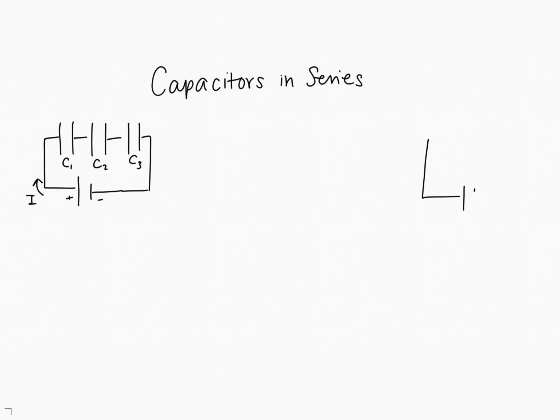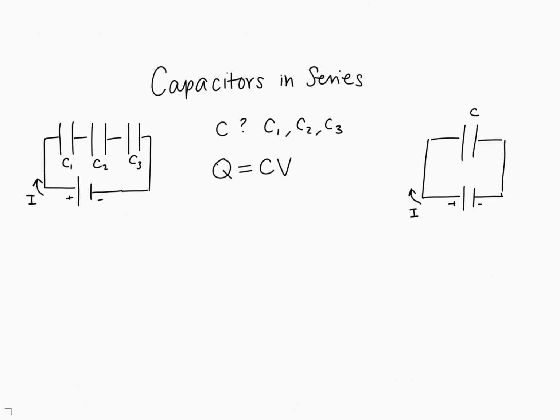Now we have an equivalent circuit where we have the same battery as before, but this time we only have one capacitor. And this capacitor has a capacitance of C. Otherwise, everything else is the same. And we want to know what is the relationship between C and C1, C2, and C3 in order for these two circuits to be equivalent. Well, we know one thing, namely that Q, the charge that is stored by any capacitor, is equal to C, its capacitance, times V, the voltage.